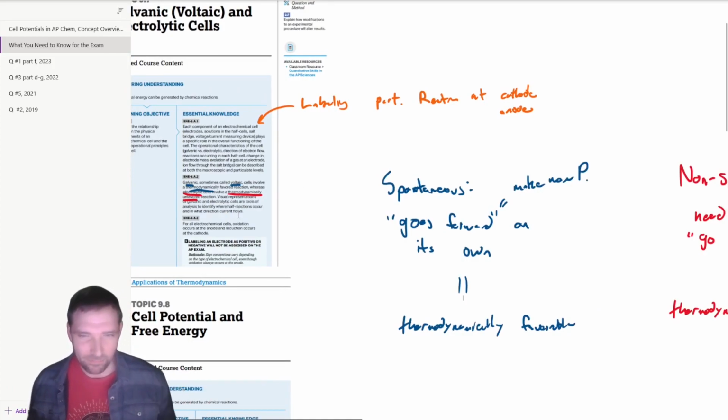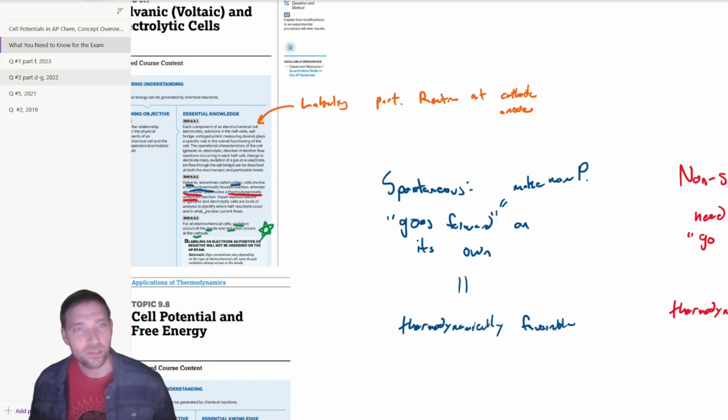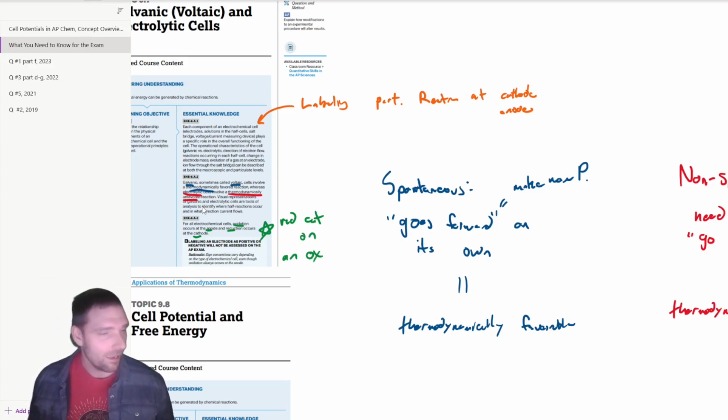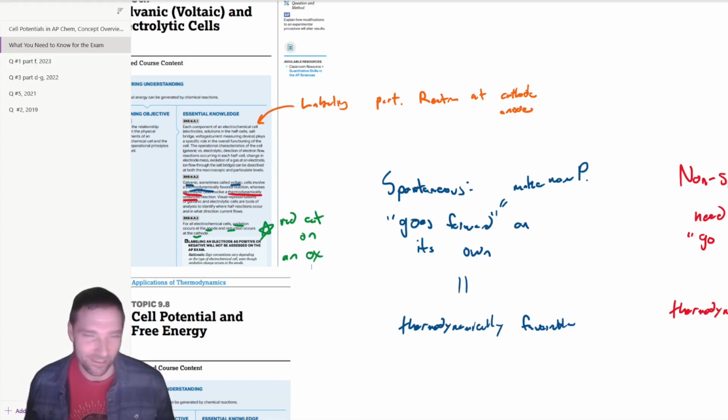That's more in the 9.8. But there is something that I also want to point out here, and that is that you need to know that the oxidation occurs at the anode and the reduction occurs at the cathode. This is sometimes remembered with red cat on an ox, and I actually had some AI generated images of red cats on an ox. I would like to show you that to help you remember that saying a little bit better.